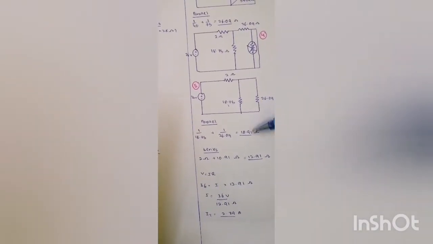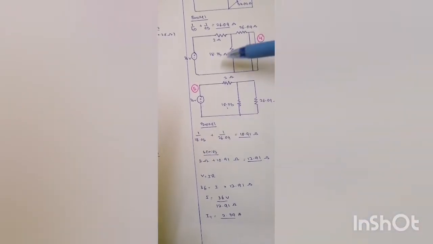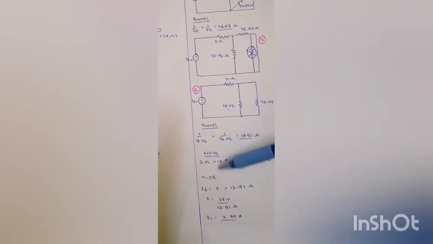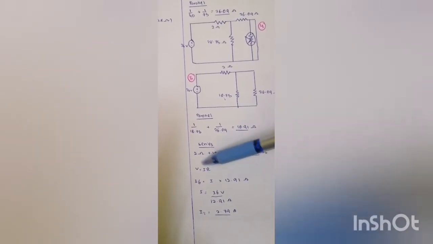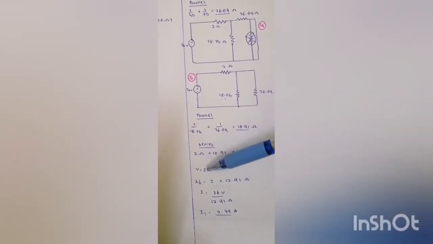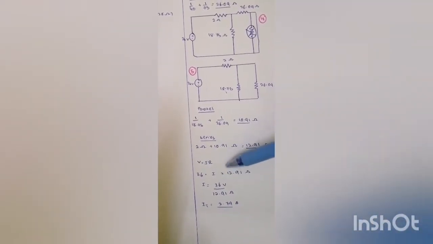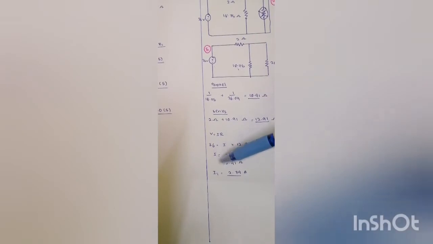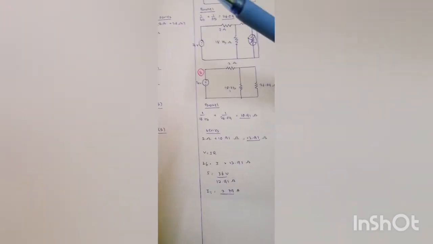From this 10.91 ohm, I just sum 2 ohm with the value that I have calculated, which is 2 ohm plus 10.91 ohm. We will get 12.91 ohm. And then I use V equals IR, which is 36 equals I multiplied by 12.91 ohm. So the I total we will get is 2.79 based on this calculation.